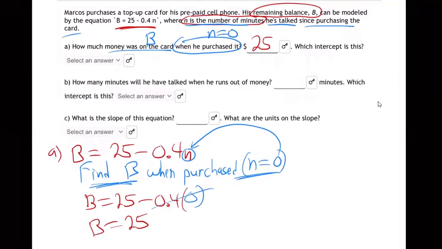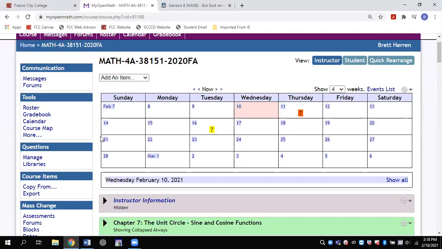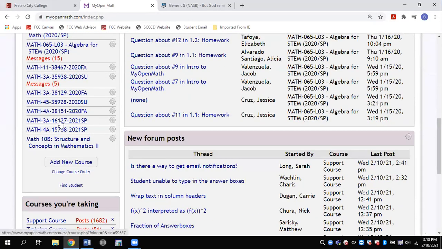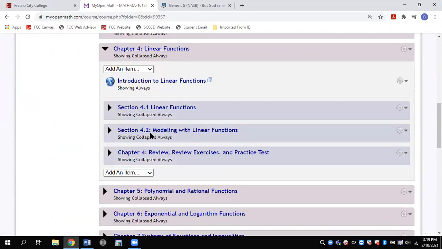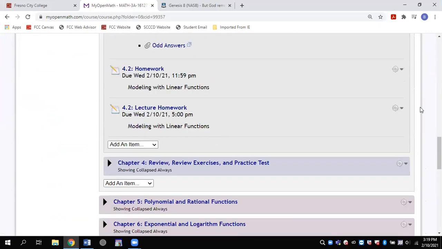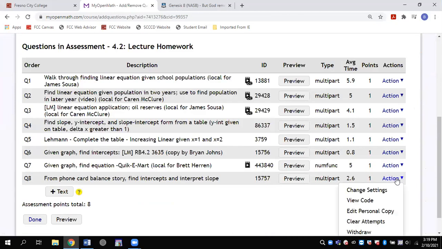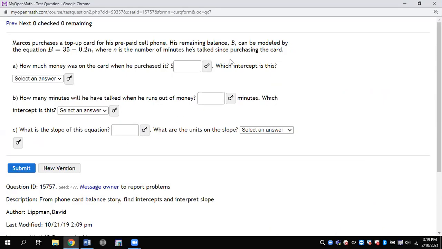And then they ask us, which intercept is this? X-axis or Y-axis, or maybe it says B and N. I don't know. Let me go check real quick. I want to make sure I see it like you guys are seeing it. Let's see. And this is 4.2 lecture homework, question number 8. There it is. Okay, different numbers, same question.